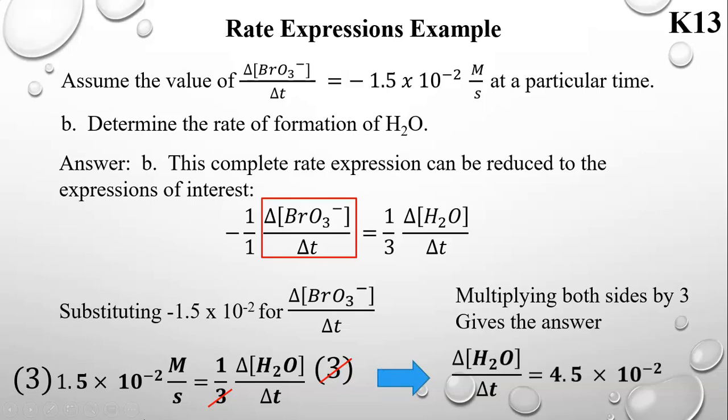So what you see is, if you look at the original chemical equation, you're producing 3 moles of H2O for every 1 mole of BrO3 that you're using up. And so if you used up 1.5 times 10 to the -2 molar per second, then you're going to have 3 times that much water being produced, 4.5 times 10 to the -2. The unit there is not written; it should also be molar per second.